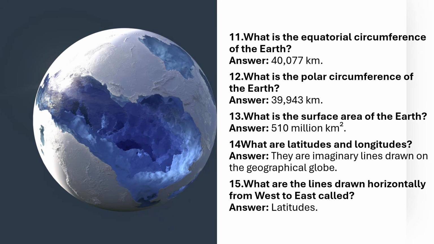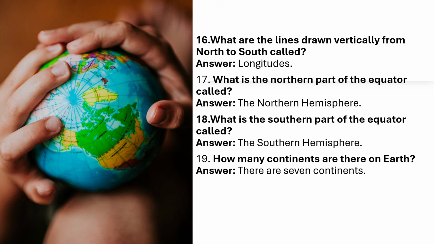What are the latitudes and longitudes? Answer: they are imaginary lines drawn on the geographical globe. What are the lines drawn horizontally from west to east called? Answer: latitudes. What are the lines drawn vertically from north to south called?